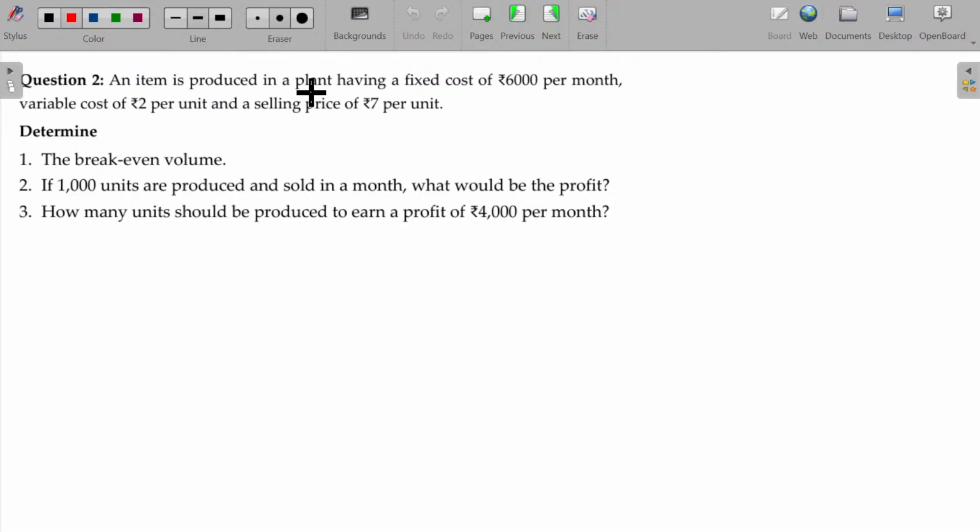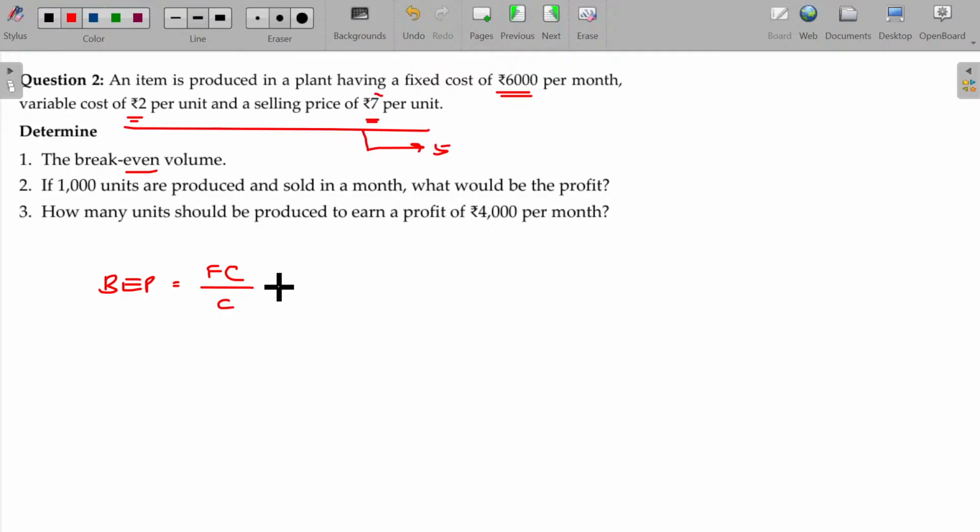An item is produced in a plant having fixed cost 6,000 per month, variable cost 2, selling price 7. Find out the break-even point. So break-even volume is very simple, right? Come on, write the answer along with me. BEP is equal to fixed cost divided by contribution. Contribution is equal to 5 rupees, sales minus variable cost. So fixed cost in this case being 6,000. So 6,000 divided by 5, 1,200 units.